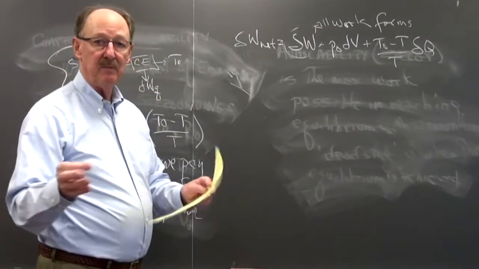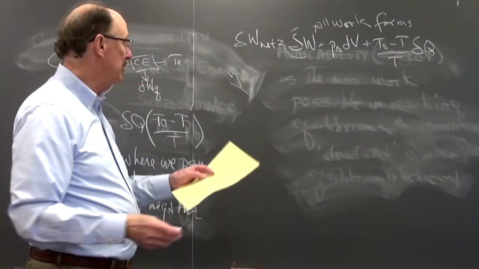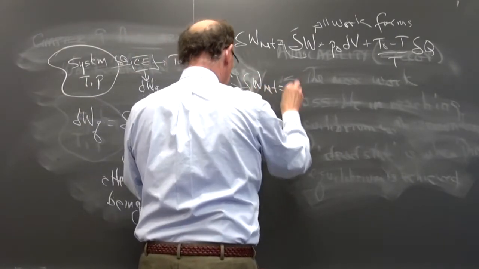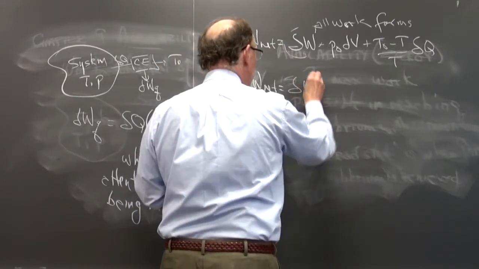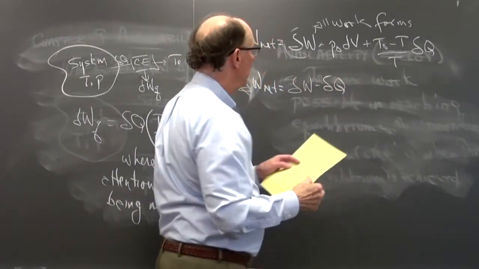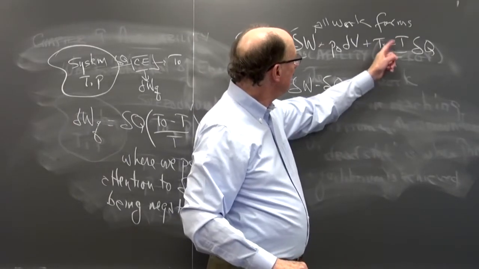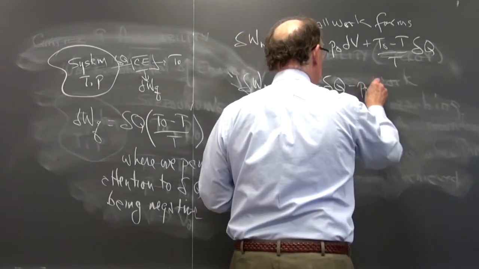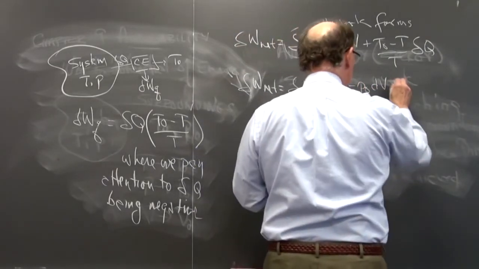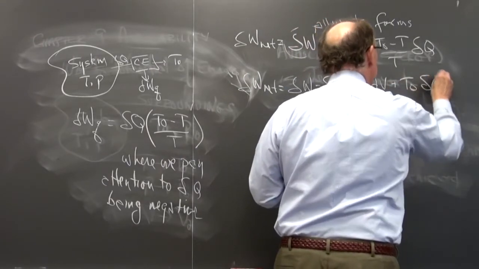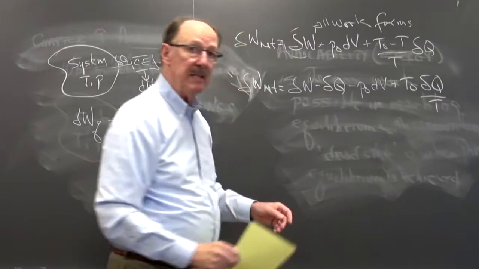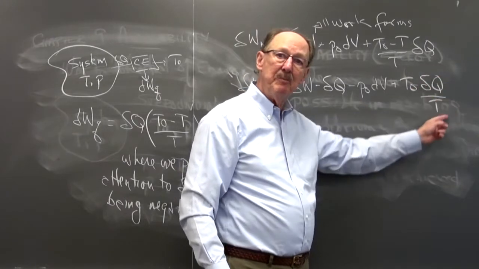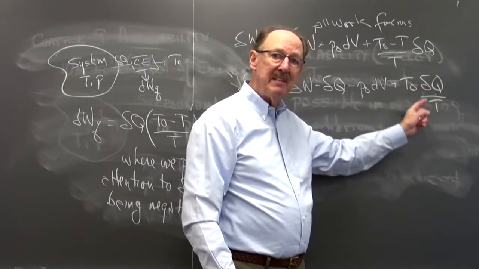And so now we're going to manipulate the equation and get it into a simpler form. So we have del W net is equal to del W minus del Q. See, there's a minus del Q here, so I can take this out. Minus P0 dV plus T0 del Q over T. So when I look at this equation from chapter 8, del Q over T was the change of entropy, dS. So now we're able to bring in the entropy change here.